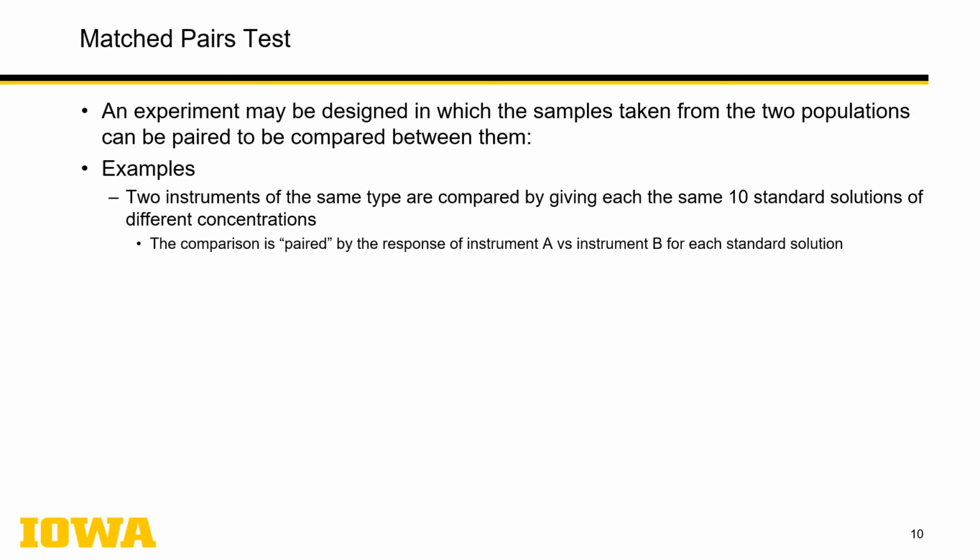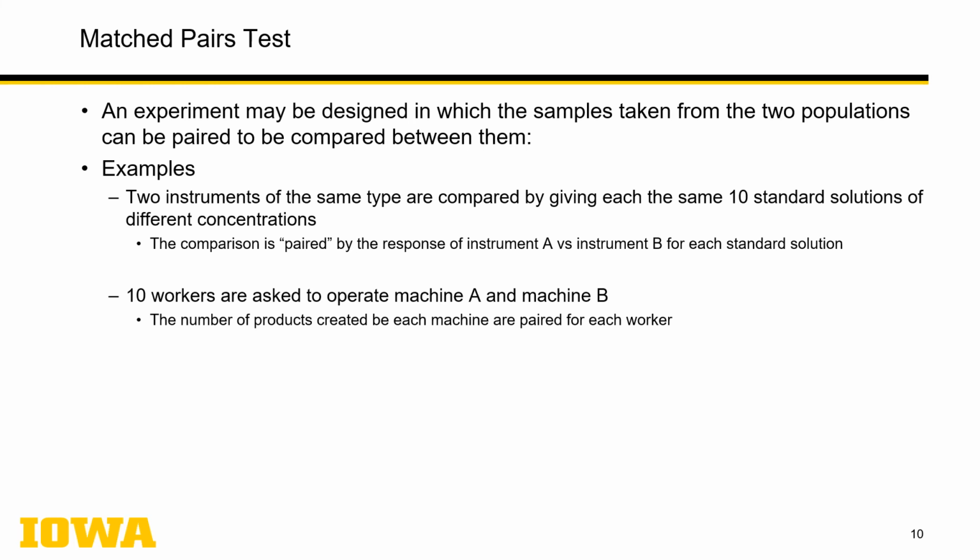As opposed to what we've been talking about, which is a random application of 10 standard solutions to instrument A, and then a completely different random set of standard solutions given to instrument B. That would be a two-sample test. This is a paired test.